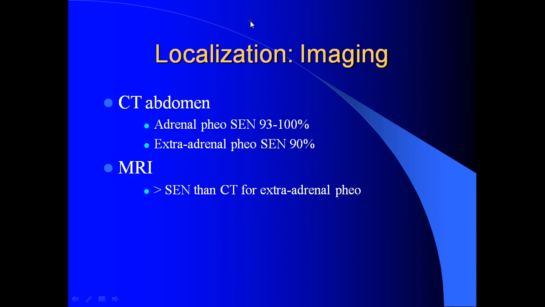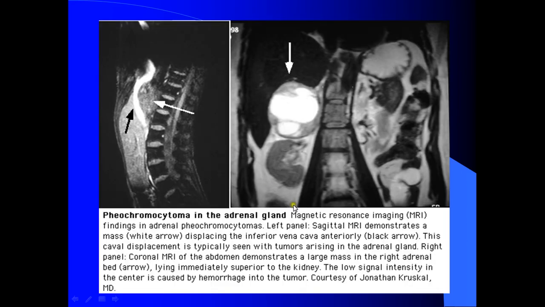So now when you confirm by the biochemical profile, you go towards localization, and localization is basically done by imaging. Imaging is CT abdomen and MRI. MRI is more sensitive than CT for extra-adrenal pheos. When you're looking for adrenal pheos, the sensitivity of CT abdomen is 93 to 100%. But if you're looking for extra-adrenal, then it is better to do an MRI.